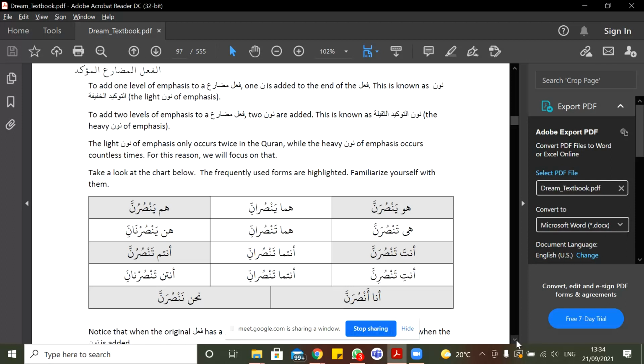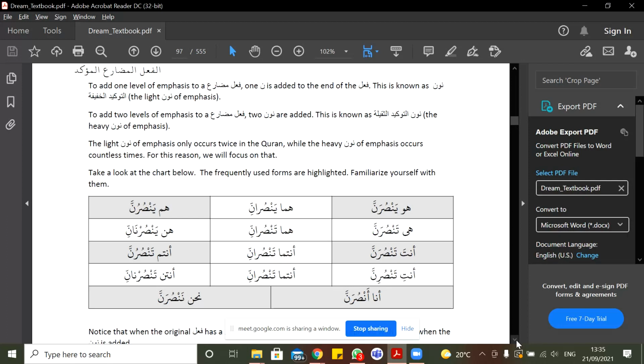Hiya tansuru. Hiya tansuranna. Huma tansurani. Hunna yansurna. Hunna yansurnani. Here is the difference. You know, the group of females are always what? Rebellious. Yes. Yansurnani, because you already have a sukoon, so you cannot produce sukoon and shadda together. So there we have yansurnani.